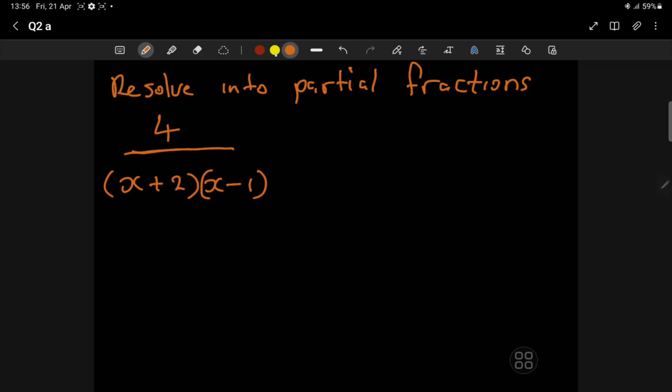So this is a linear factor kind of question. With this one, we just go straight forward into splitting it. So we'll say this is equal to a over x plus 2 for this denominator, then the other one will be b over x minus 1.